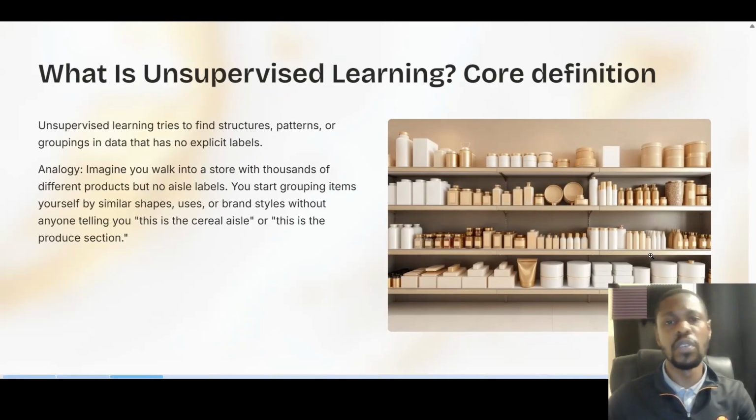Okay, so just more in depth, what is unsupervised learning? Unsupervised learning tries to find structures, patterns, or groupings in data that has no explicit labels. So imagine you walk into a store, right, with thousands of different products, but there's no aisle labels to tell you what products you're going to find in each aisle, in each section. And so you just start grouping items yourself by similar shapes, uses, or perhaps brand styles, without anyone explicitly telling you that this is the cereal aisle or this is the produce section.